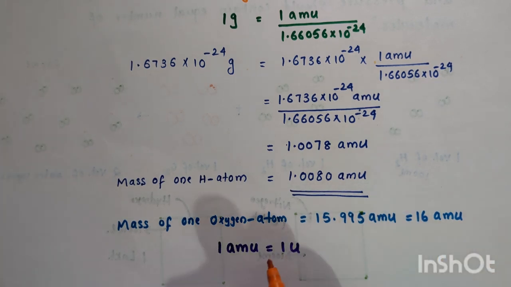At present, AMU, atomic mass unit, has been replaced by the letter U, which stands for unified mass. So either you can write AMU or U. U also means AMU, which is unified mass here.